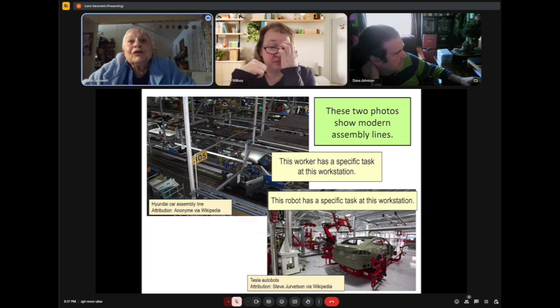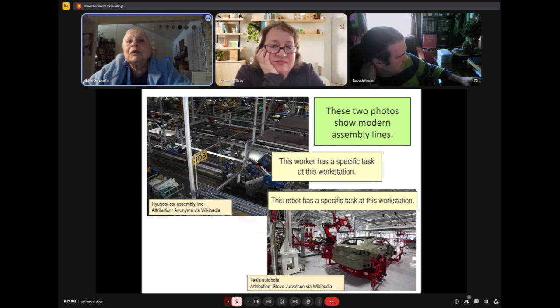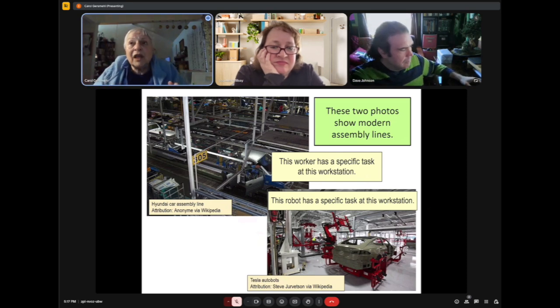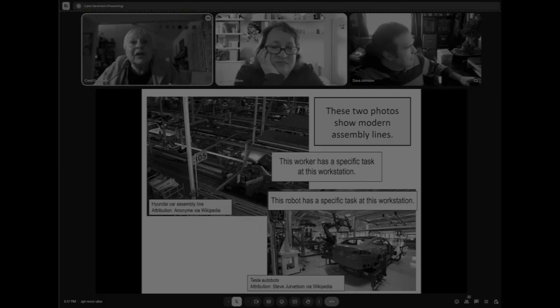Here are photos of modern day. You see a worker, a Hyundai car assembly plant. This is probably in Korea. And this worker only stays at one workstation. He does one specific task. He adds a part at this workstation.